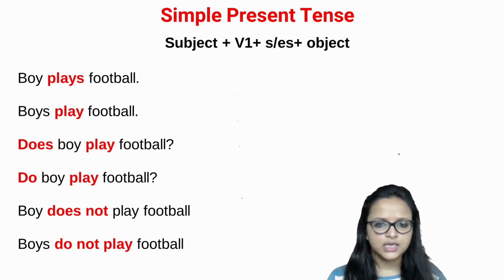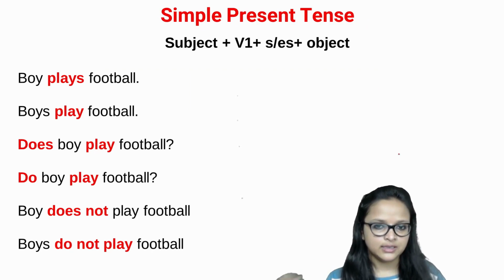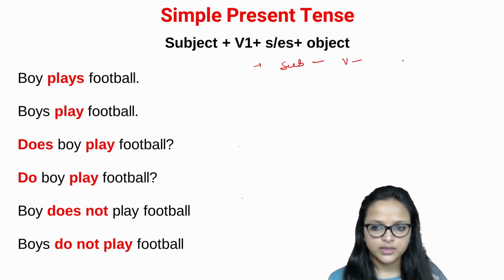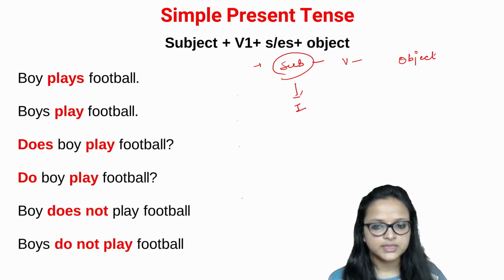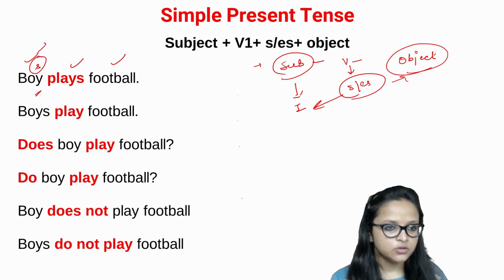Simple present tense: he plays, she sings, I sing, they sing. This is simple present tense, in which you have a subject, you have a verb, and you have object. When your subject is single, only one person is performing the activity, you use s and es with your verb. Object is again optional in your sentences. For example, boy plays football. There is no plural, so you need to add s with your verb.